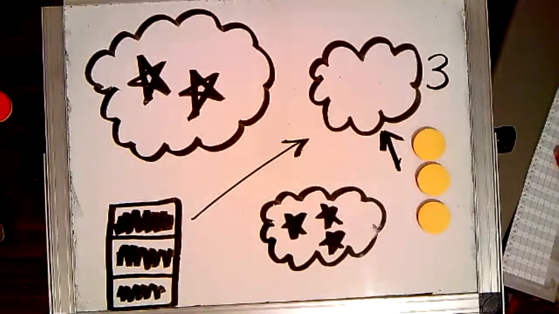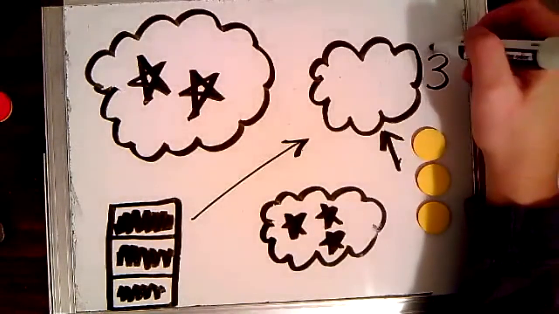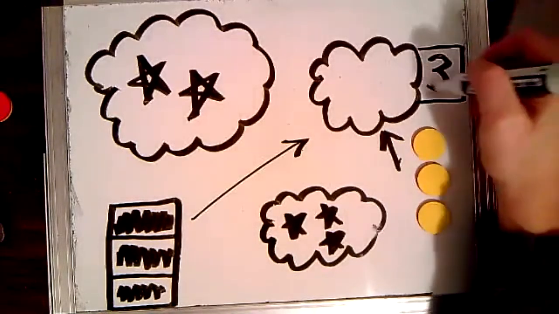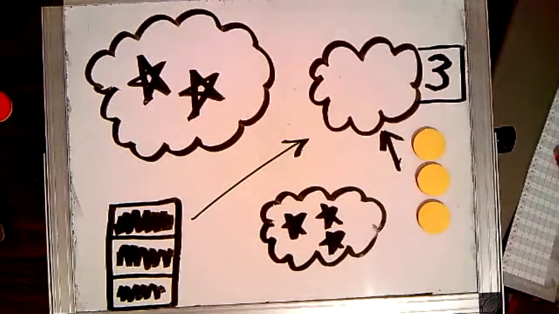Or kindergarten, I could have wrote the number 3. Does anybody know how to write the number 3? Or can anybody see on here where the number 3 would be? Yeah, you're right. Right here, look. Here's the number 3 right here. So today, you're going to learn not only how to draw your number 3 in different ways, but you're going to learn how to write the number 3 too.